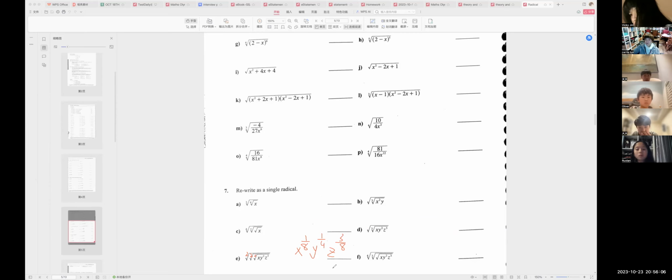Get it? Okay, so this one is 2, 3, 4. It's what? It's 1 over 24. So x 1 over 24, y 1 over 12, and z 1 over 8.